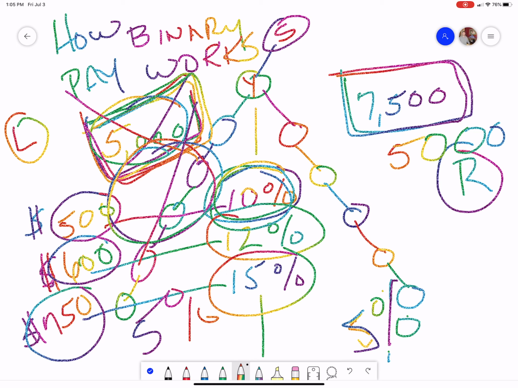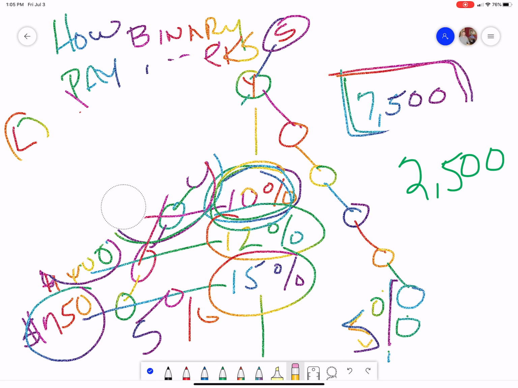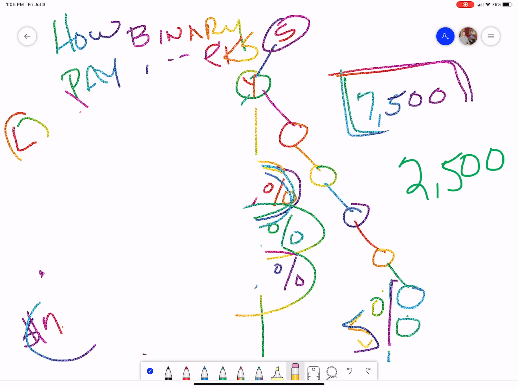What does that mean? 5,000 points is going to be taken away from the 7,500, which means 5,000 points is going to go away. We're going to subtract it from the 7,500, and that's going to leave you with 2,500 points going into the next pay period. Okay? That means going into the next pay period, you're going to have 0 points on this side and 2,500 points on that side.